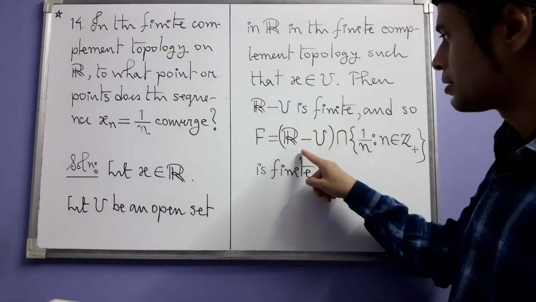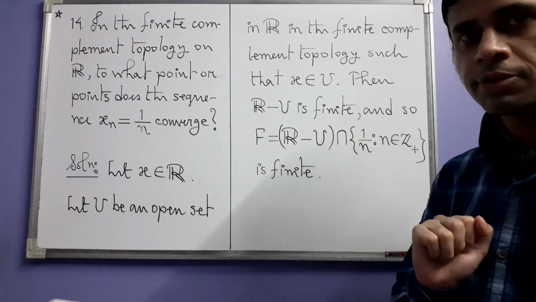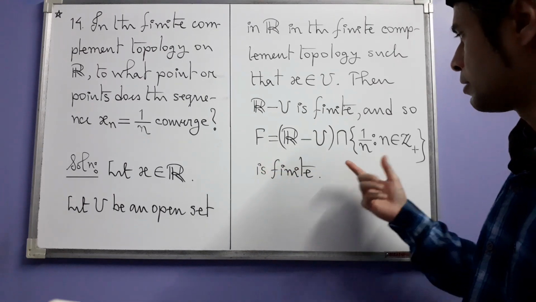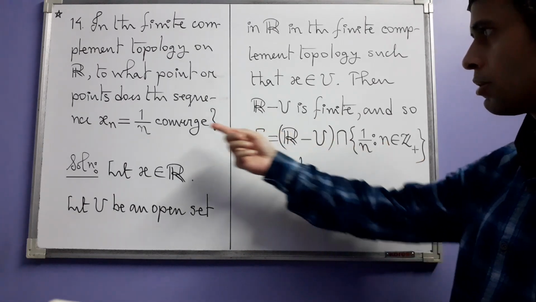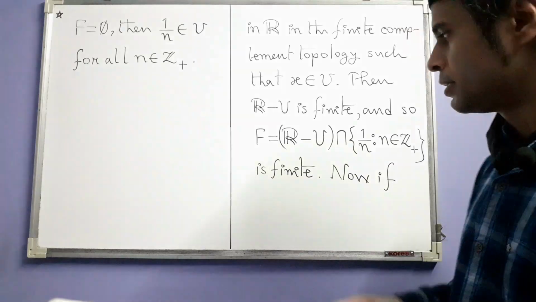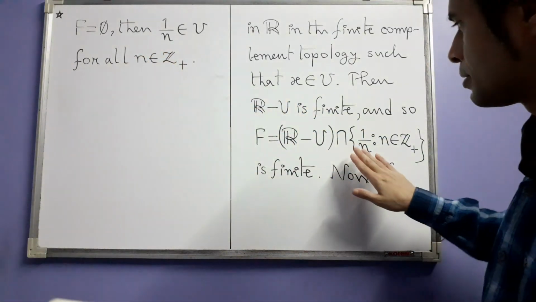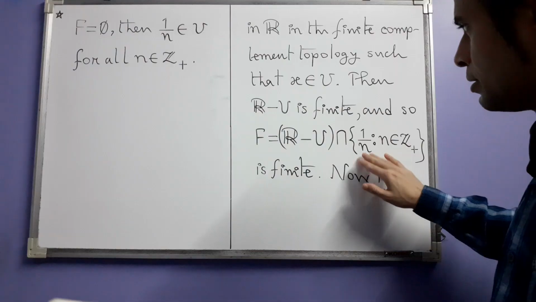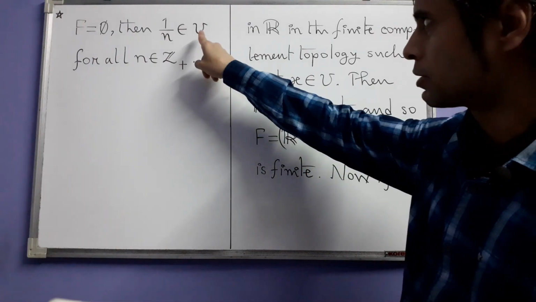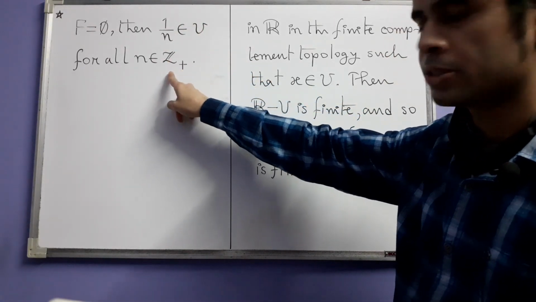But then the intersection of this difference with this set is also finite. We have given it a name also. Let's call it F. And what is this set? This is the set of all terms of this sequence. Now as a finite set, this set F can be empty. This is one case, and in this case, no point from this set will belong to this complement. That means every point will belong to U. That is, 1 over n will belong to U for all positive integers n.